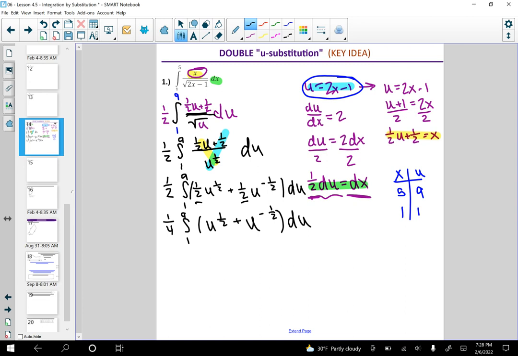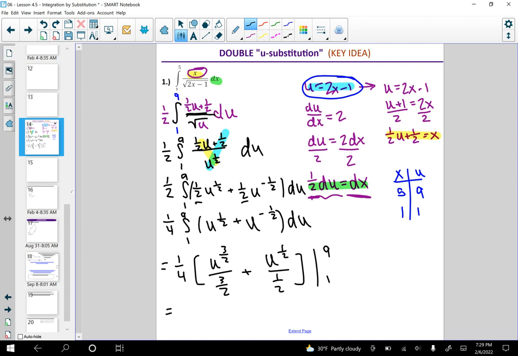Okay, now it's simple, just power rule from here when I take the antiderivative. So I still have that 1/4. Here, add 1 to the power, 3/2, divide by that new power. Same thing with the negative 1/2, add 1 to the power, positive 1/2, divide by the new power. And then I have my bounds of 9 and 1.